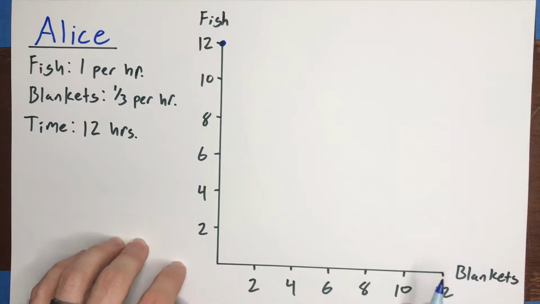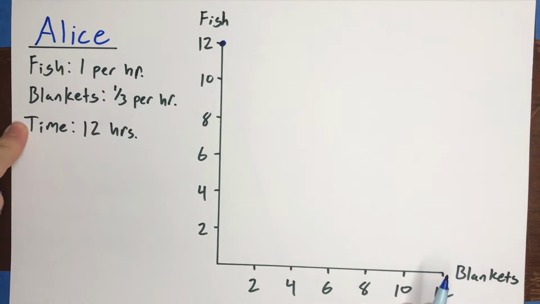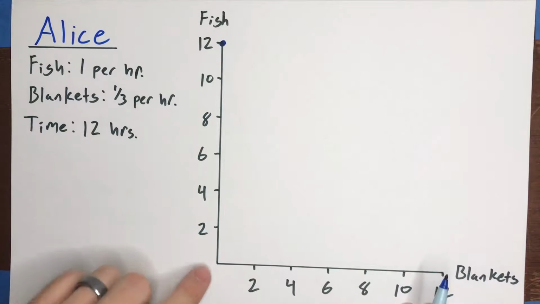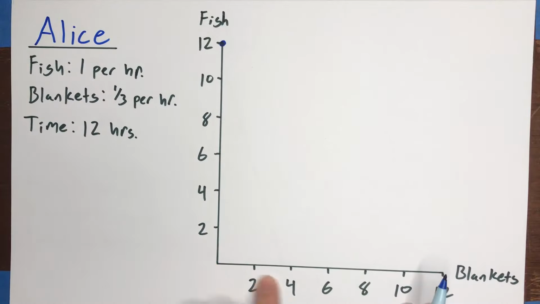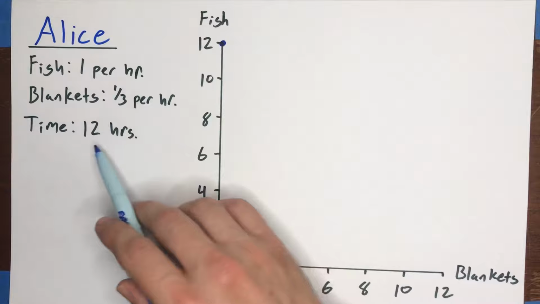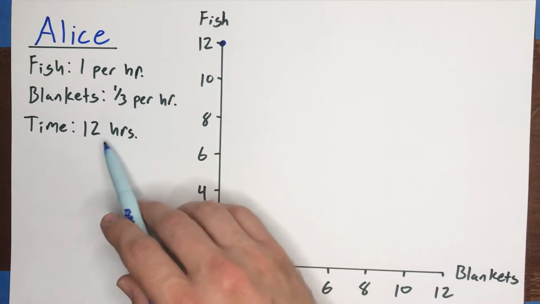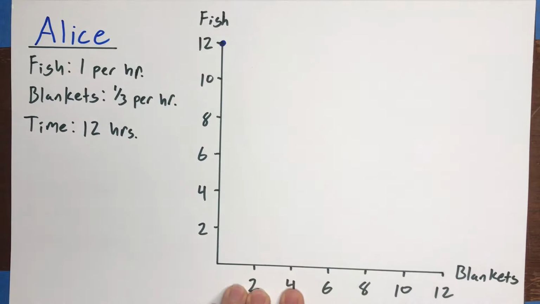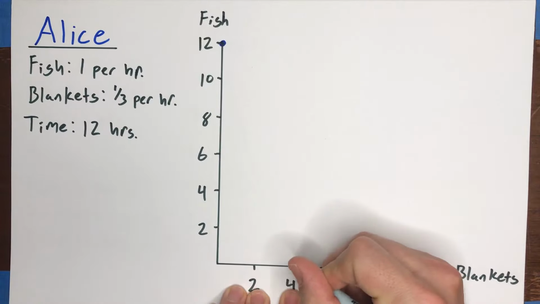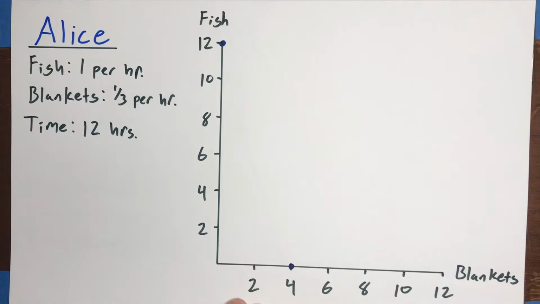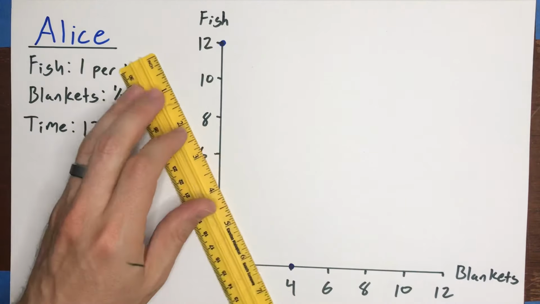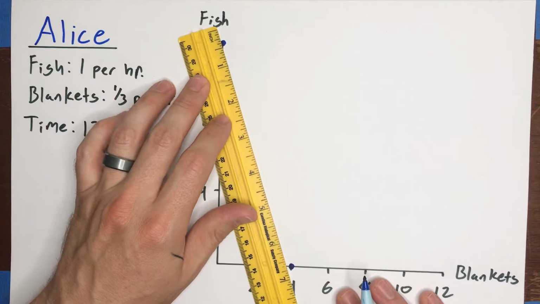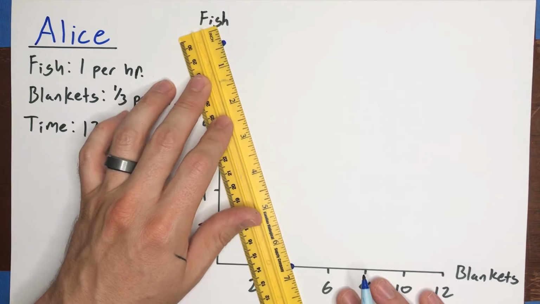What about, on the other hand, if she spent all 12 of her hours producing only blankets and she didn't spend any time catching fish? Well, now obviously she's going to have 0 fish and she's going to have 4 blankets. If you divide those 12 hours by the 3 hours per blanket it takes for production, that puts us right here on the graph. Okay, 4 and 0. Now, what I'm going to do next is draw a straight line between those two extreme points.